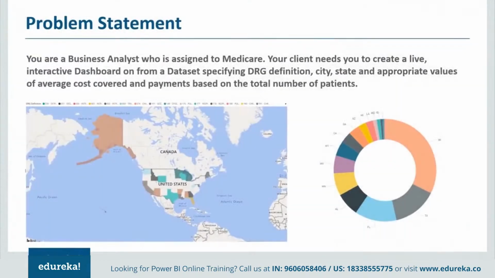So the demo says you're a business analyst who is assigned to a Medicare, which is your client, and they need you to create a live interactive dashboard from the data set they're providing you with. It should have your drug definition, the city, state, and appropriate values and costs covered for the total number of patients that are admitted in various hospitals in different areas. So let's see how we can do it.